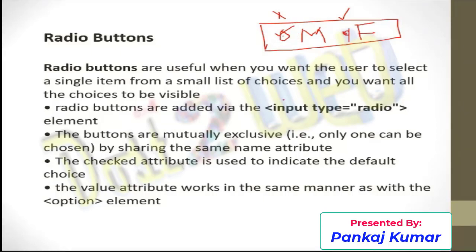Then you have to use the same way, input type is equal to radio. Sorry, only type is equal to radio. So that is how you are going to define the form structure. This will give you a very basic radio button example. And as I mentioned, the buttons are exclusive. Only one can be chosen by the user, as I said, right?